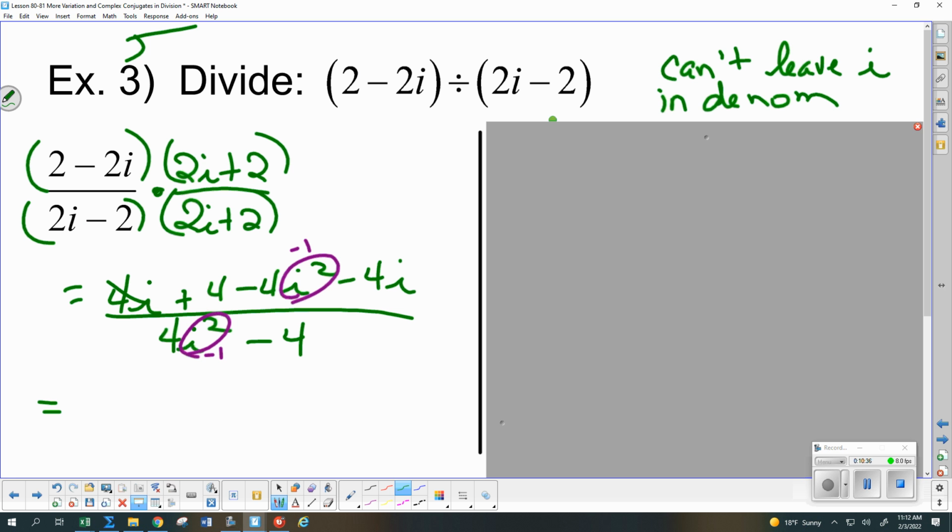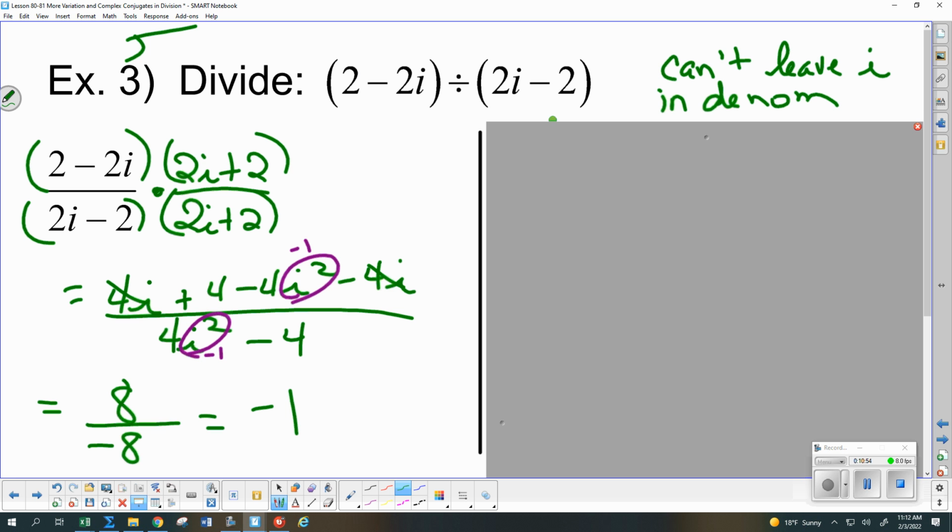So the 4i minus 4i cancels. The 4 plus 4 becomes an 8. And then what do I have in the denominator? Everybody. And what's 8 over negative 8? So does that make sense to everyone?